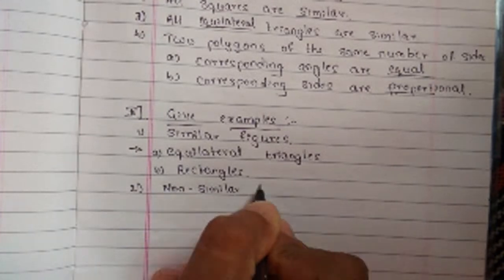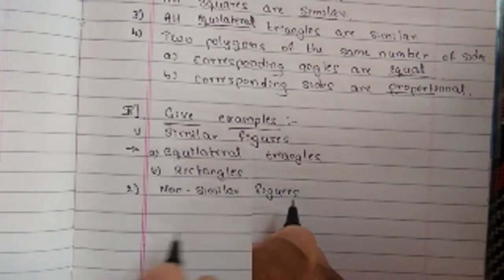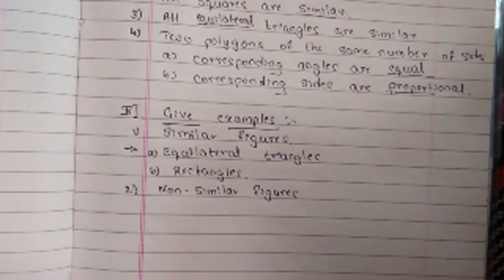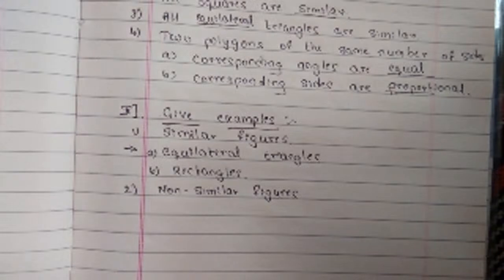Non-similar figures. Give any two examples for non-similar figures. Comment your answers fast. Examples for non-similar figures. Non-similar figures means the angles are not equal to each other and sides are also not equal to each other, or at least the angles are not equal to each other. That point you have to remember.